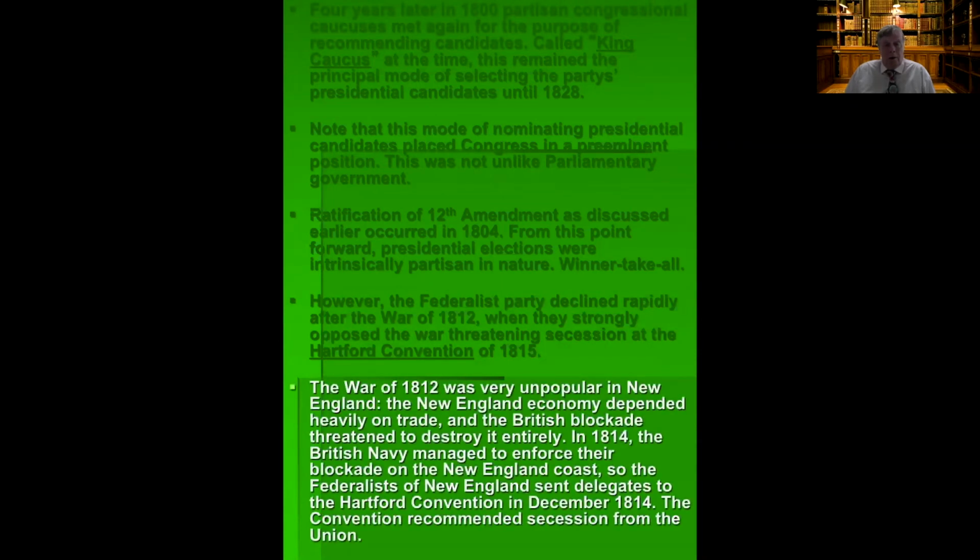The War of 1812 was very unpopular in New England. The New England economy depended heavily on trade, and the British blockade during the War of 1812 threatened to destroy the northern economy entirely. In 1814, the British Navy managed to enforce their blockade on the New England coast, so that the Federalists of New England sent delegates to the Hartford Convention in December of 1814, and they recommended at that convention secession from the Union.